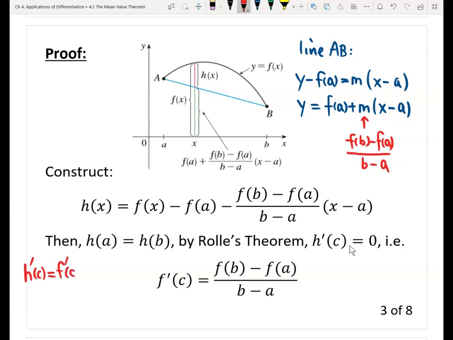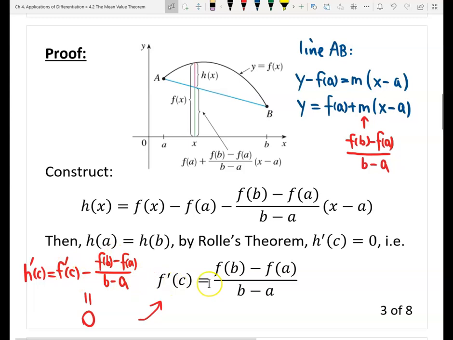So f prime at c, minus the derivative of f(a), which is 0 since it's a constant, right? And now the linear term, taking a derivative gives the coefficient, which is f(b) minus f(a) over b minus a. You know this equals what? 0. Can you see this is the result? Definitely. So f prime at c equals this coefficient. Can you see? And this is the instantaneous velocity equals the average velocity, right? That's what the mean value theorem means.